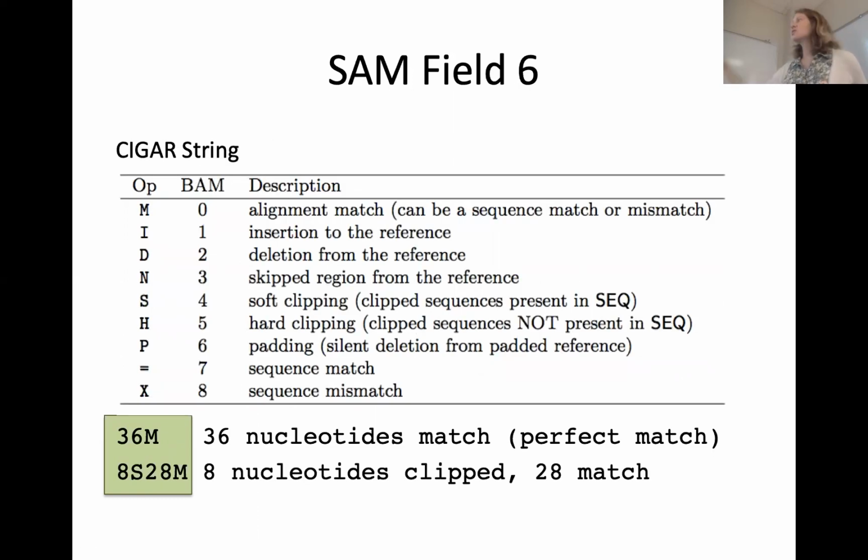Next, they have this kind of shorthand to describe how the read is aligned. Again, this is not something you should ever normally care about. But for example, if you had 36 matching nucleotides, it would be coded 36M. If you had 8 nucleotides clipped off the beginning because they didn't align, and then 28 matches, it would be 8S28M. So again, these are things that you can look up, but probably don't care about.